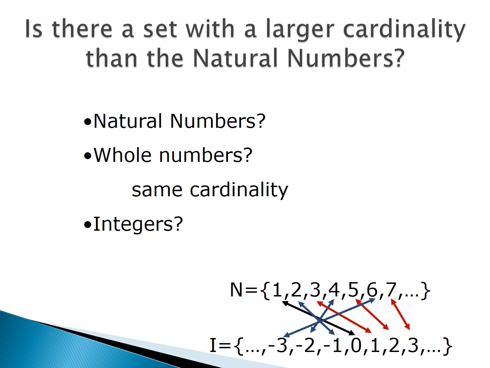The infinity of the integers is the same cardinality as the natural numbers are. So even though it appeared like it was twice as big, infinity is so big that it can absorb another whole infinite number of numbers inside of it and still be the same size, the same cardinality. Kind of surprising.